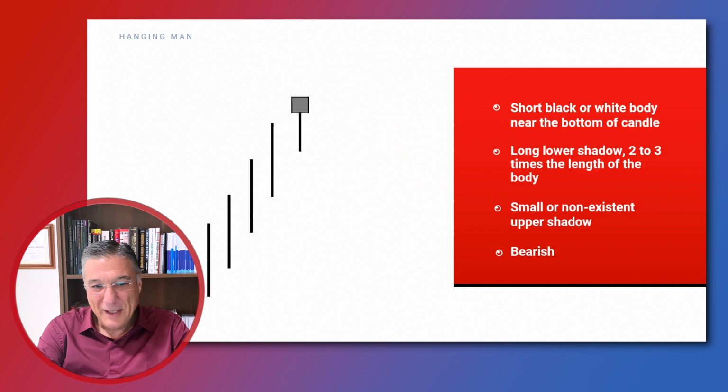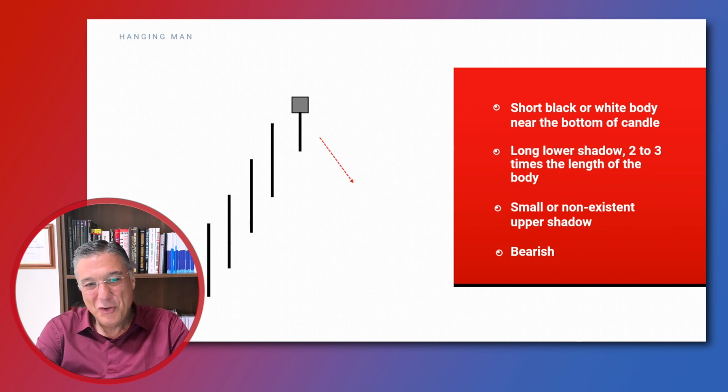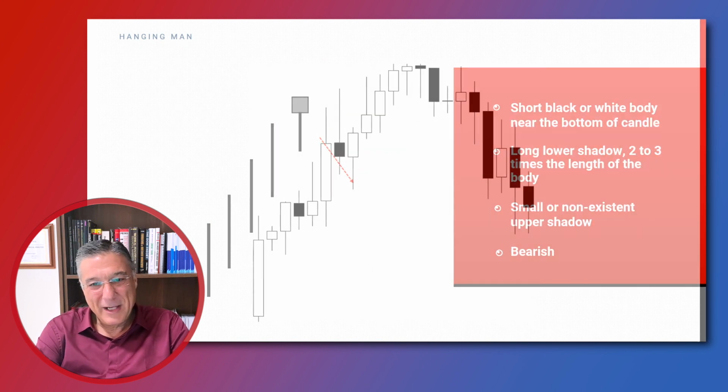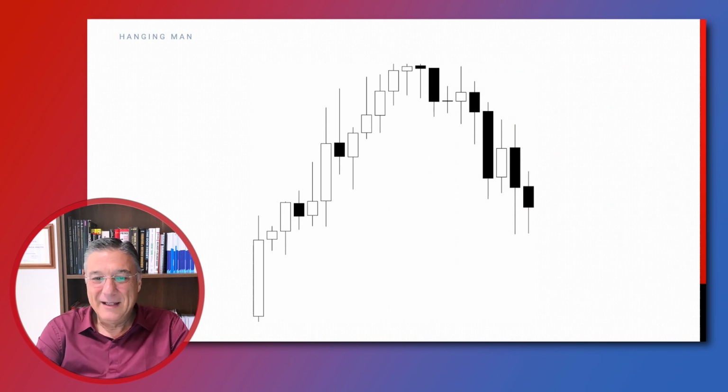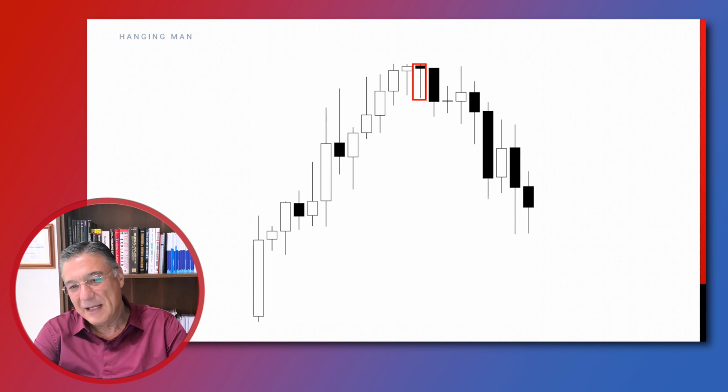But before we do that, let me show you a real chart where we can identify the hanging man. And here we are, after a rally, we identify the hanging man at the top of the rally. And of course, the rest is history.